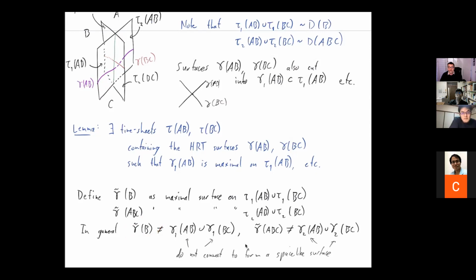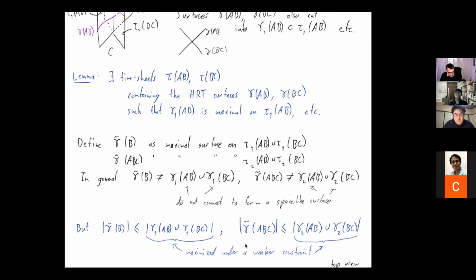And since here, when I look at the area of this, I'm maximizing subject to the constraint that I have an actual achronal surface, which is a stronger condition than I'm using for these guys. So here, this area is maximized under a weaker constraint than here. So I necessarily have this inequality.